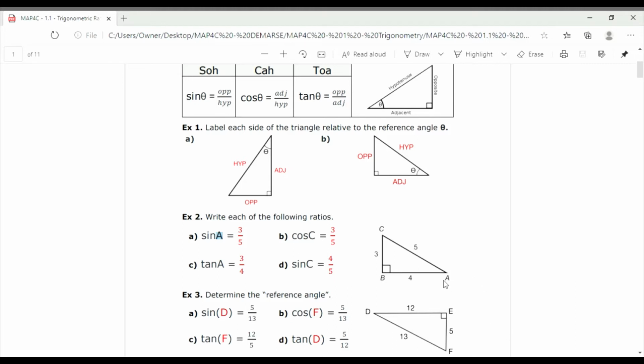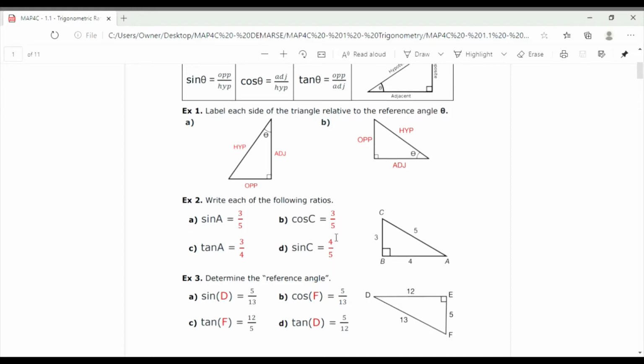So look where angle A is in our diagram. The side opposite of A is the value 3. So opposite is 3. The hypotenuse is certainly 5. So sine of A, opposite over hypotenuse, is 3 over 5. 3 divided by 5, or just 3/5.